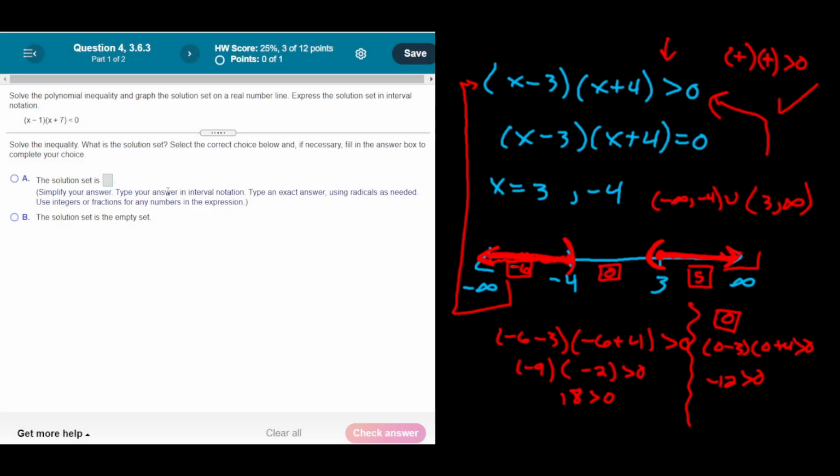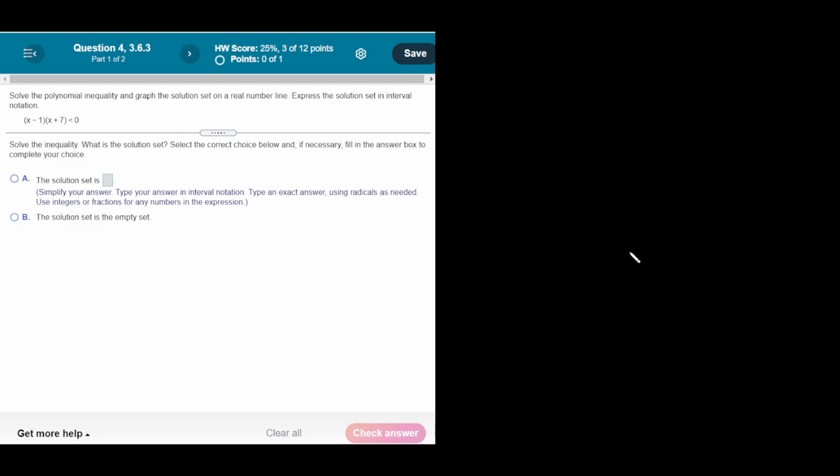All right, next. Okay, (x minus 1)(x plus 7). Let's do it. It's already factored, so it's ready to go. So let's use orange this time.